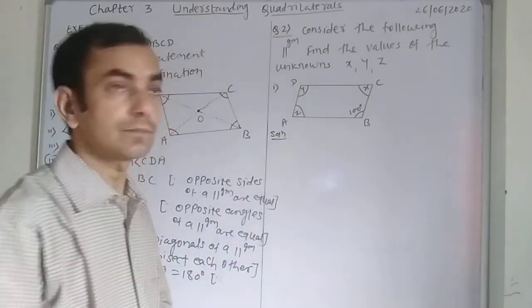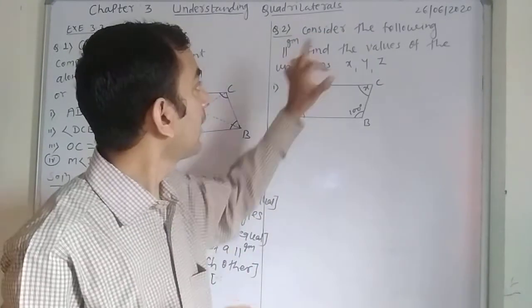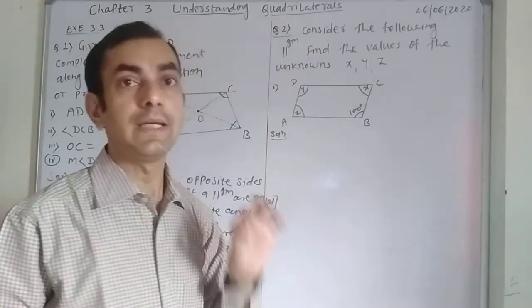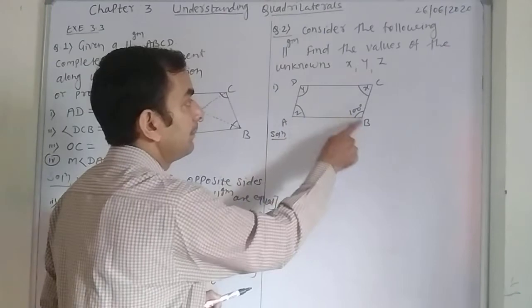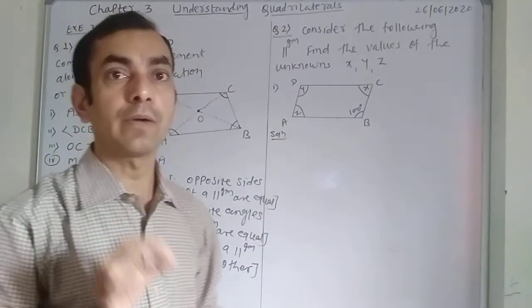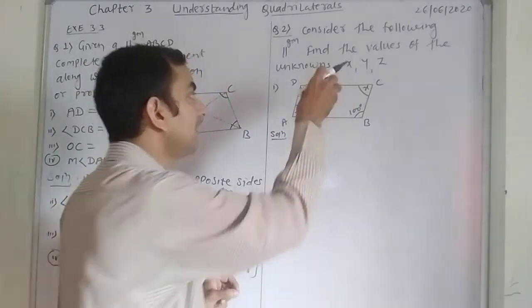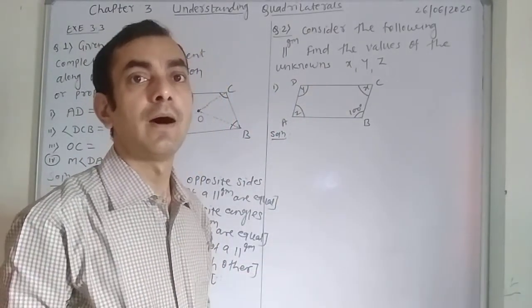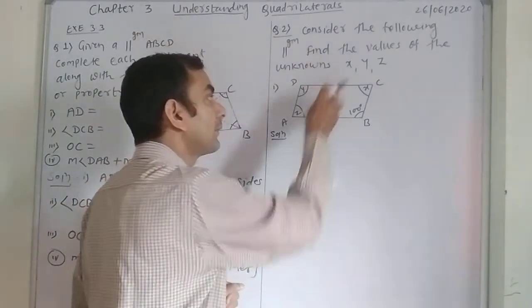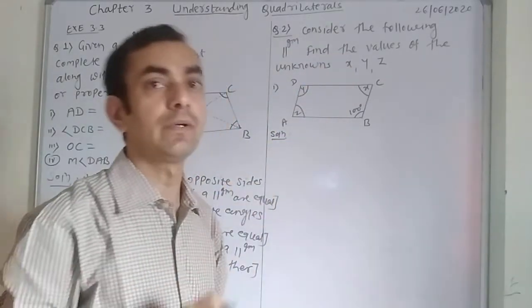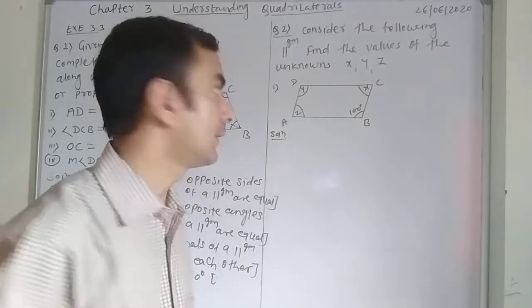Then example number 2. Here consider the following parallelogram. Here we have a parallelogram considered. Find the values of the unknowns X, Y and Z. See this one, this parallelogram ABCD, A, B, C and D. We have to find out this value of the X, Y, Z. Again in the parallelogram, opposite sides are equal, opposite angles are equal, the diagonals bisect each other. Using those particular conditions, we can easily find out the value of the unknowns X, Y and Z. So we have to find the values of X, Y and Z here.